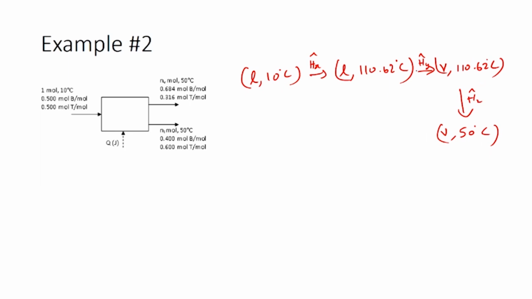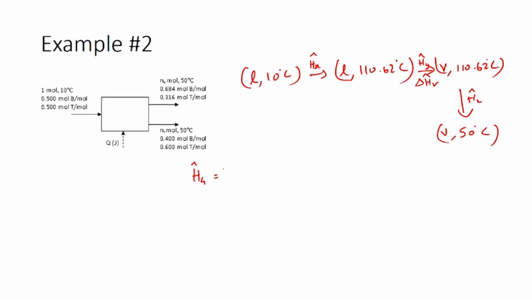So, this Ĥy would be equal to the standard heat of vaporization for toluene. So, that value can be used directly. So, the total change in enthalpy for this particular step, which is Ĥ4, would be equal to Ĥx plus Ĥy plus Ĥz.